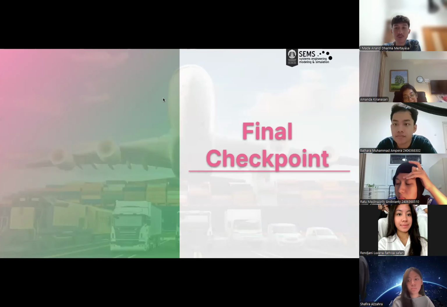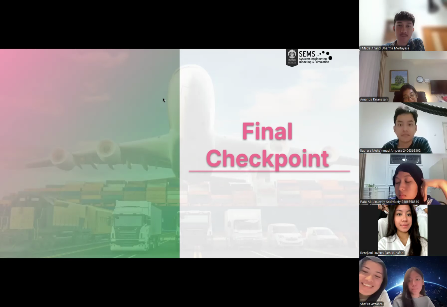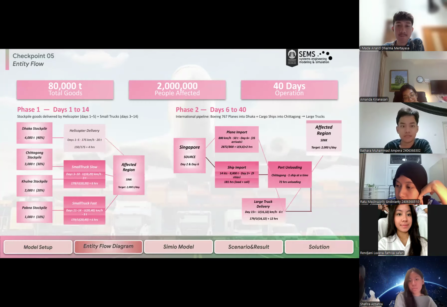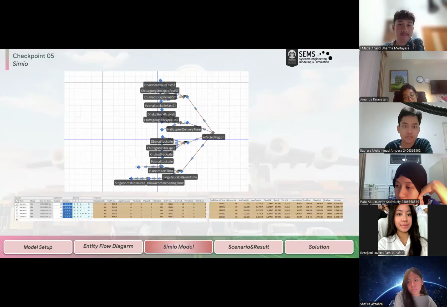Okay, I'll be taking over for the final checkpoint. The model operates with the following constraints. These are the entity flows, with phase 1 from day 1 to 14 and phase 2 from day 6 to 40. This is our Simio model results from our experiment, and this is the model from Simio.